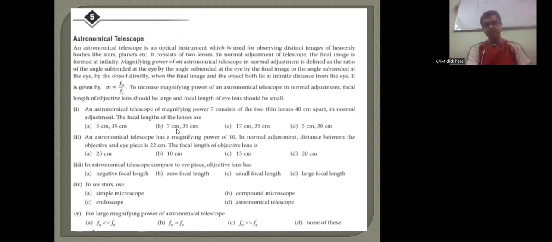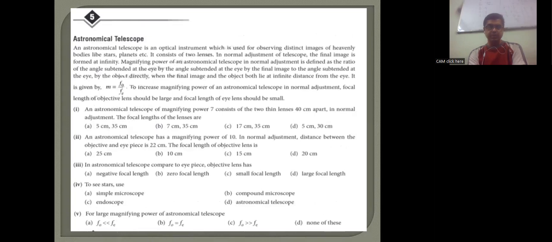An astronomical telescope has a magnifying power 10 in normal adjustment, that is FO/FE. Distance between the objective and the eye lens is 22 centimeters. The focal length of the objective? Student, it is similar to question number 1. Now apply again FO/FE. Magnification is given to you. So length of telescope is FO plus FE. FO is 10 times FE. Calculate, and you will get FO. You could also get FE.